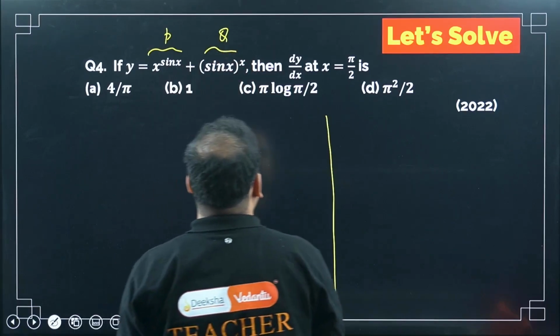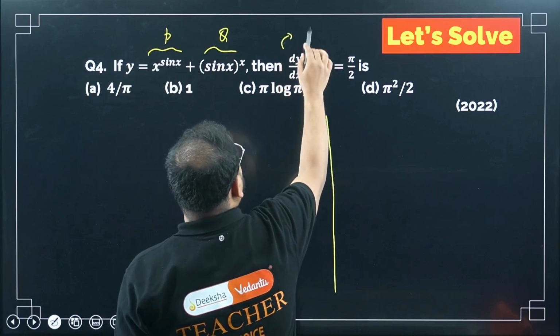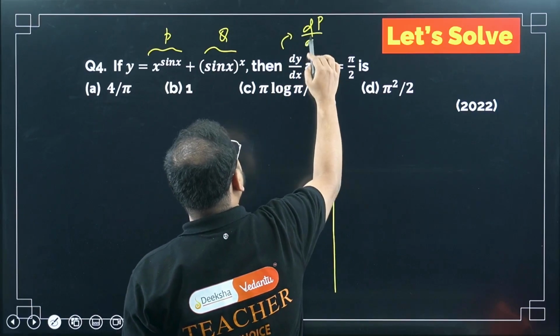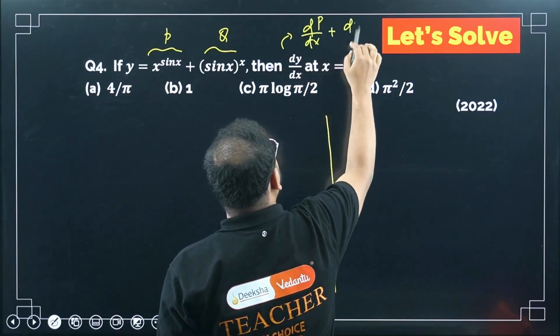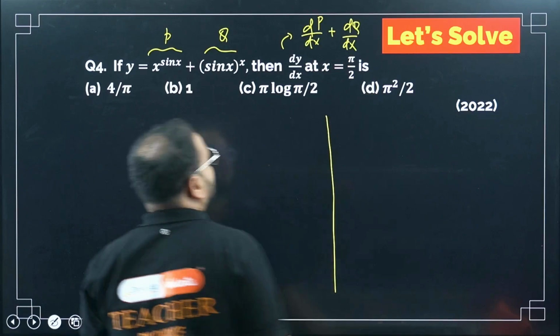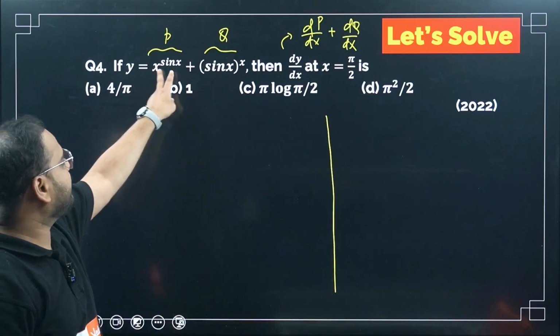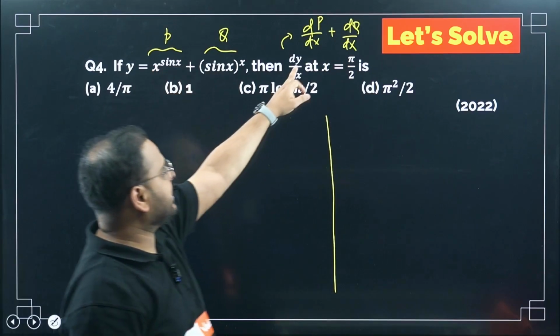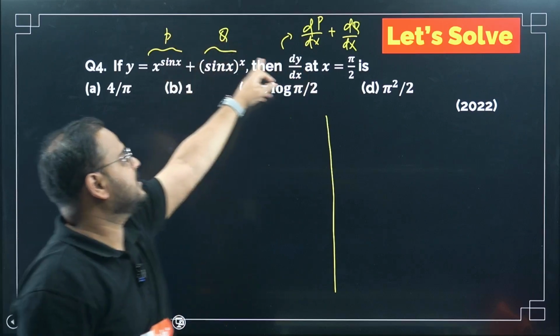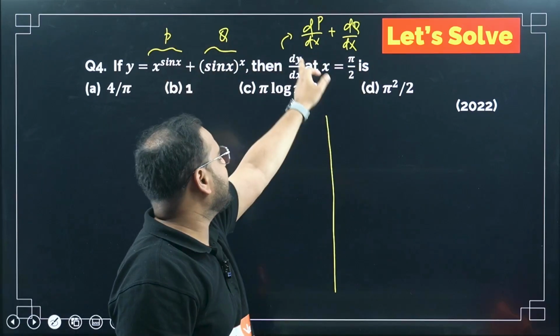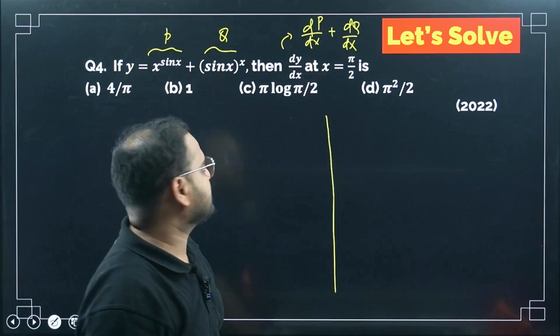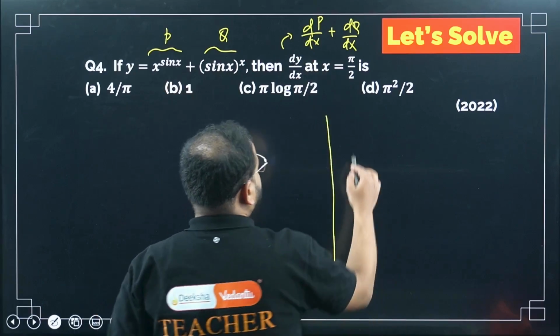Okay. So then I can write dy by dx as what? dp by dx plus dq by dx, or not? Because my y itself is p plus q. If I differentiate y, I'll get what? Differentiation of p plus differentiation of q. That's what is written here, dp by dx plus dq by dx. No problem.